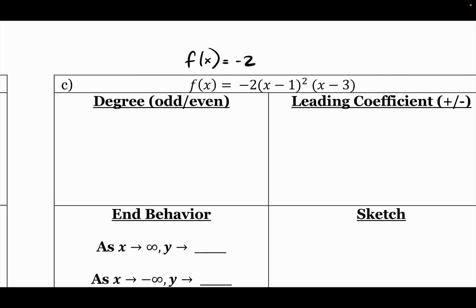So -2. Parentheses are squared. What does that mean if parentheses are squared? It means it's times by itself, right? So that means there's 2 of them. So I'm going to write 2 of these guys. And then this guy doesn't have a power, so it's just 1. So that's really what it is, right?